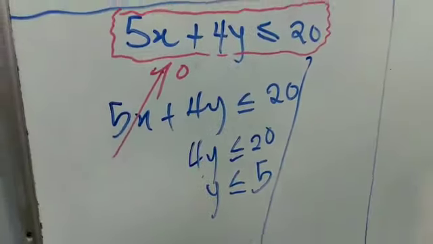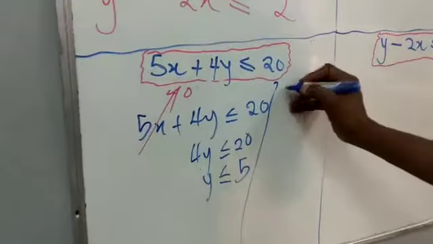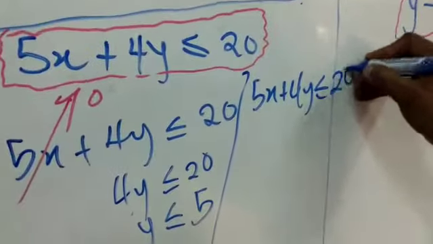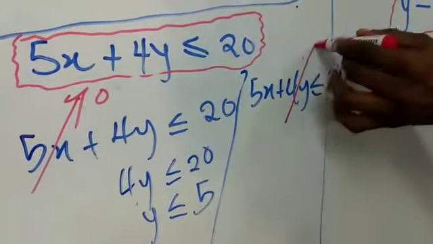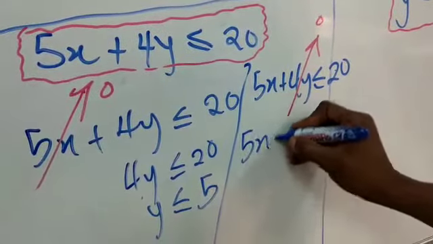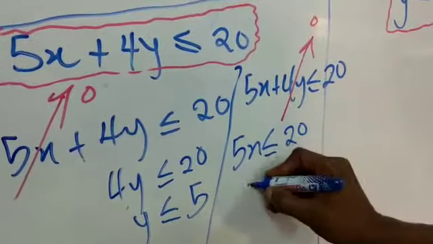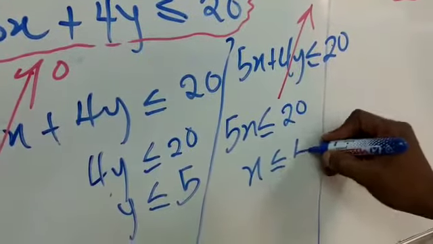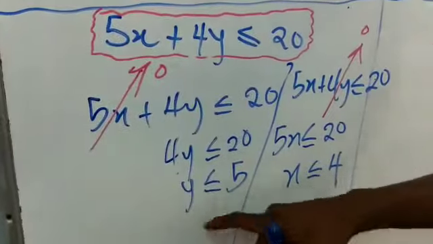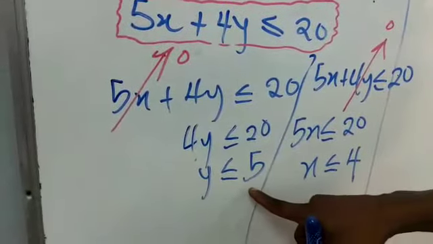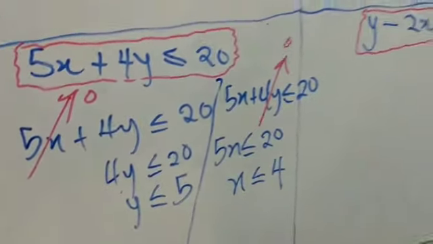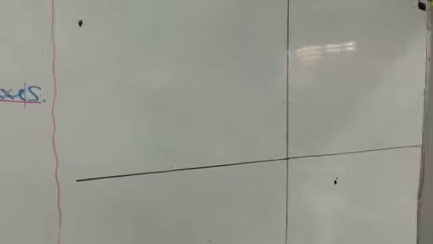Okay? So the next thing I'm going to do now is to put y equals 0. So again, I have 5x plus 4y is less than or equal to 20. When I put y equals 0, the whole expression becomes 5x is less than or equal to 20. And that gives me x is less than or equal to 4. So we're done with the first inequality. We've gotten 2 points. The line we're going to draw is going to pass through the y-axis at 5 and the x-axis at 4.